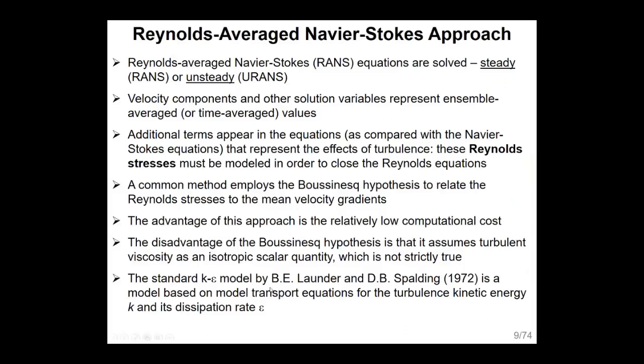And in this case, we have a high level of empiricism, because we use the Boussinesq hypothesis to relate the Reynolds stresses to the mean velocity gradients. For example, the standard k-epsilon model by Launder and Spalding is a model based on transport equations for the turbulence kinetic energy and the dissipation rate.